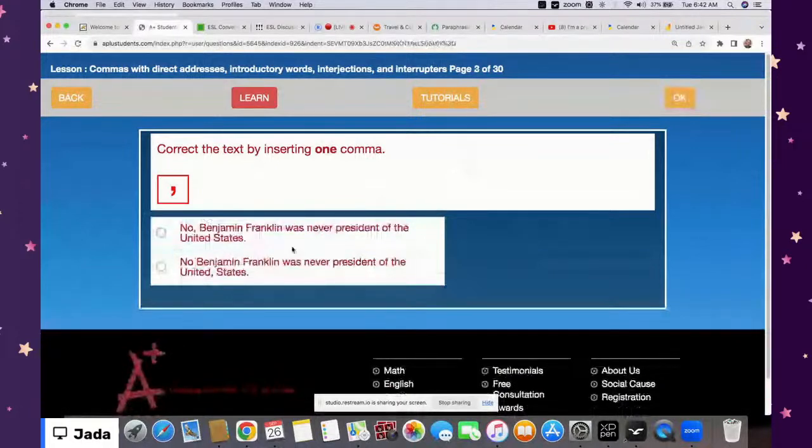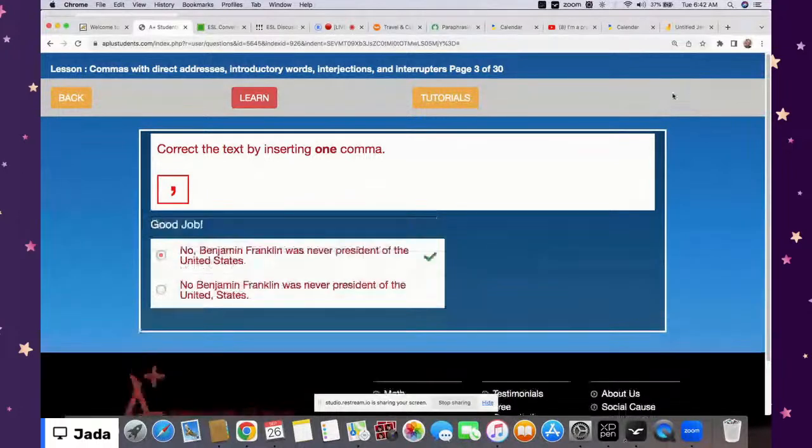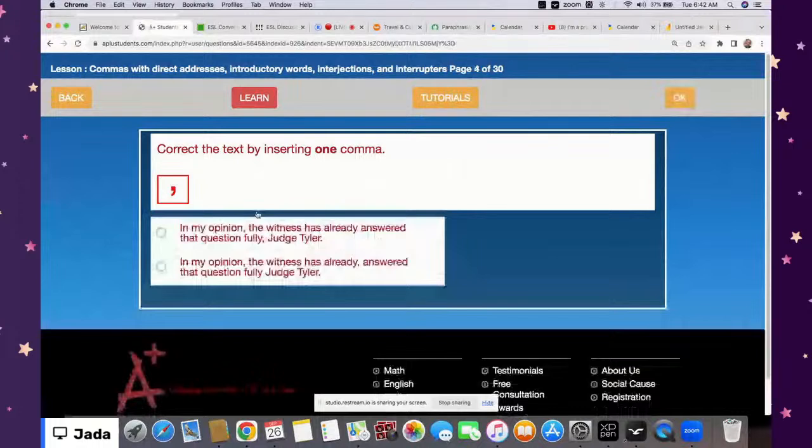No, Benjamin Franklin was never president of the United States. So it's going to be the first one because we have a comma after "no." Okay, so that's basically it for direct address, introductory words, and interjections. For this one, it's going to be George, Tyler, because you put a comma before the name. Yes, exactly. So we will move on to the next lesson. Let's see what it's all about.